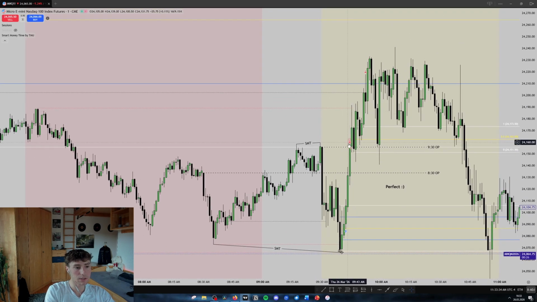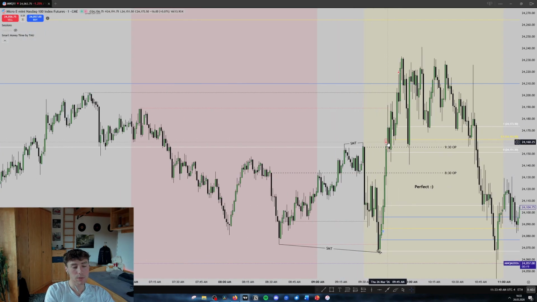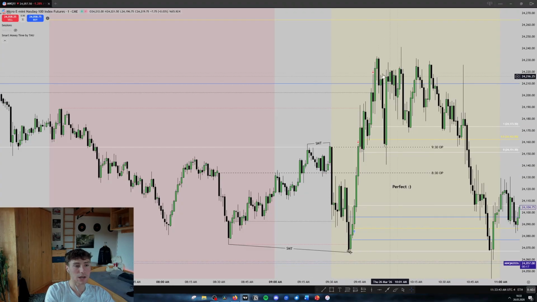especially because we had already SMT in play with ES, so ES already swept New York open kill zone buy side liquidity. NQ was a bit behind, but actually I was convinced that we would trade higher. Still, I'm content with taking partials, so that's what we want to take.